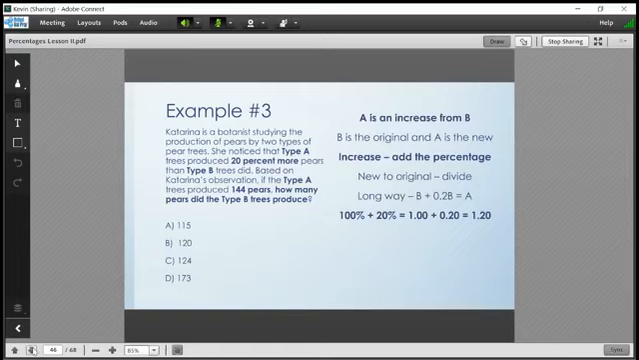So, if we focus on what the long way would be, we would take that B, that original amount, and then increase it by 20% of that original amount.